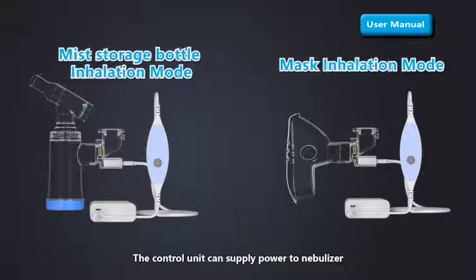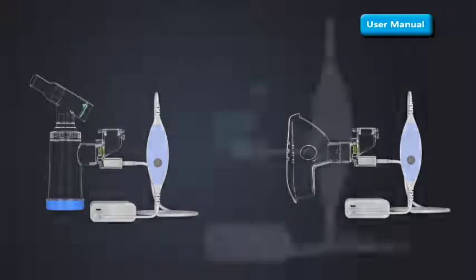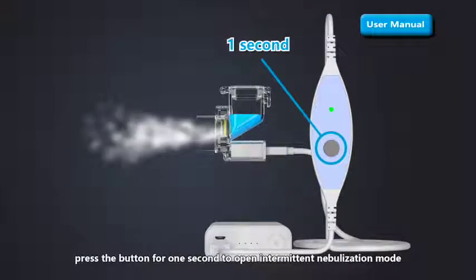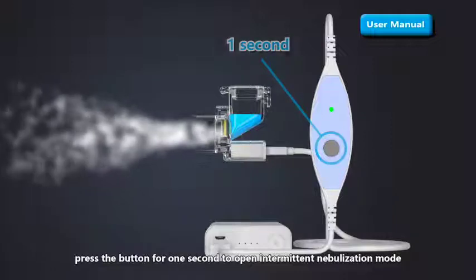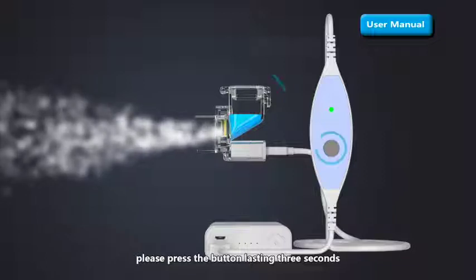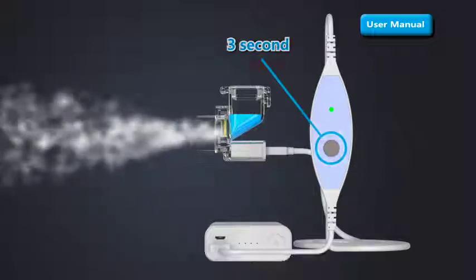The control unit can supply power to the nebulizer and switch to different nebulization modes. Once connected with the USB control unit, press the button for 1 second to open continuous nebulization mode. In shutdown status, please press the button for 3 seconds to open intermittent nebulization mode.